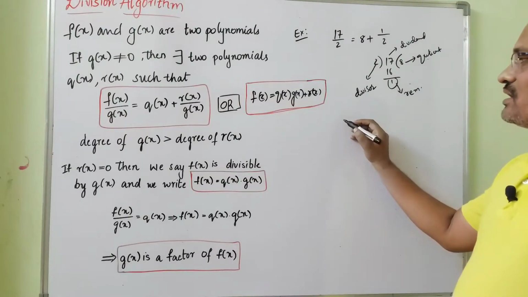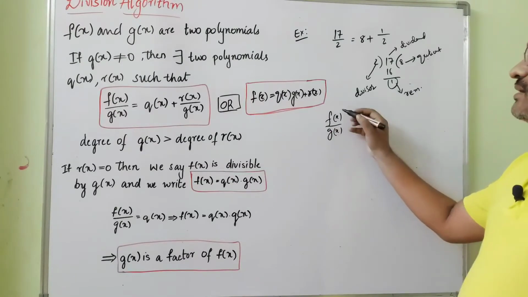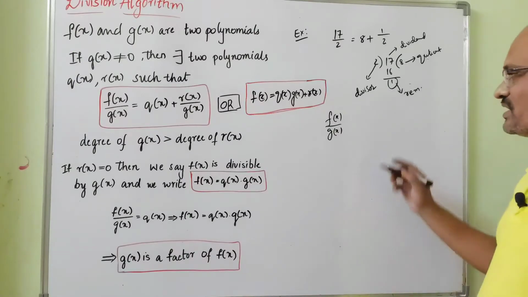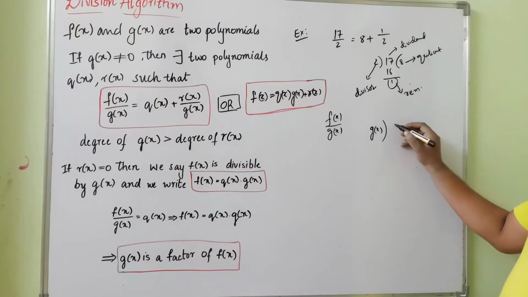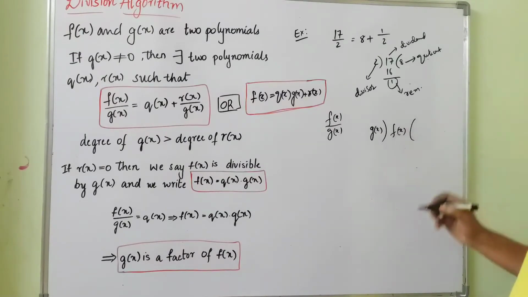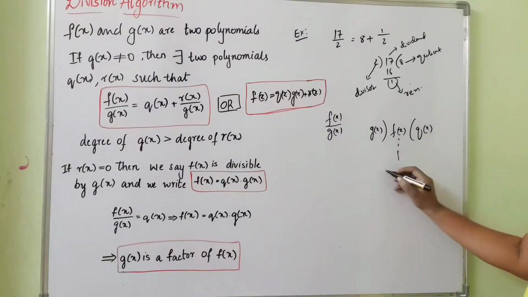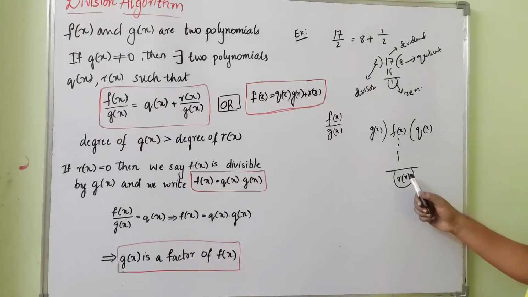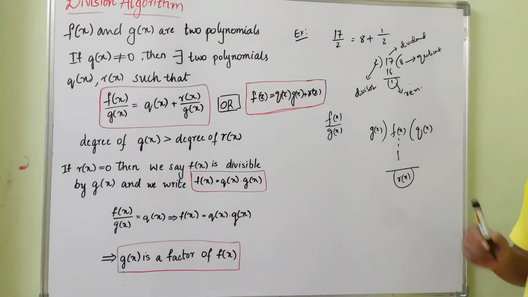For example, take a fraction f of x by g of x. Both f of x and g of x are polynomials in x. If you divide f of x by g of x, what do you get? Some quotient you will get. And if you do the process, at the end you will get a remainder. Here the degree of the remainder should be less than the degree of g of x.